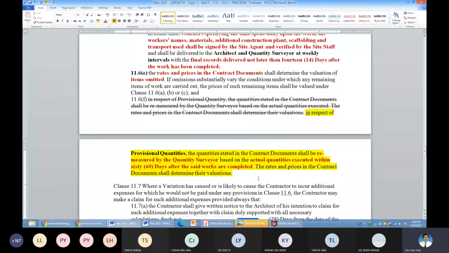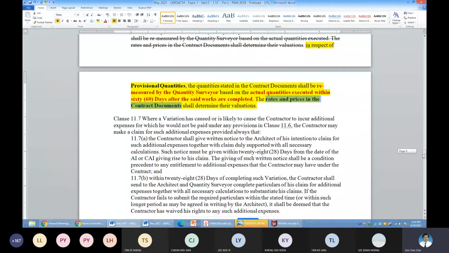Usually this one will be the basis for evaluation. The rates and prices in the contract document shall be used for the valuation of the revised quantity. This 11.7 is a very important clause here. Why is it important? You can see here it ties back to this clause.